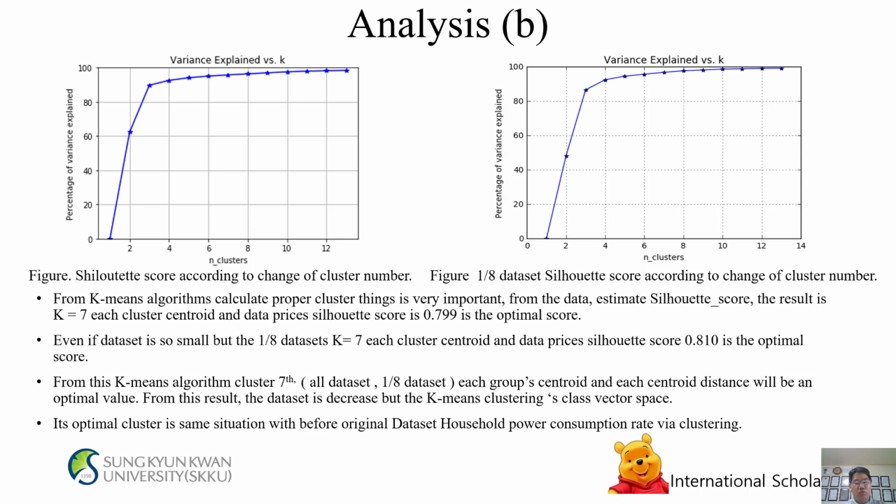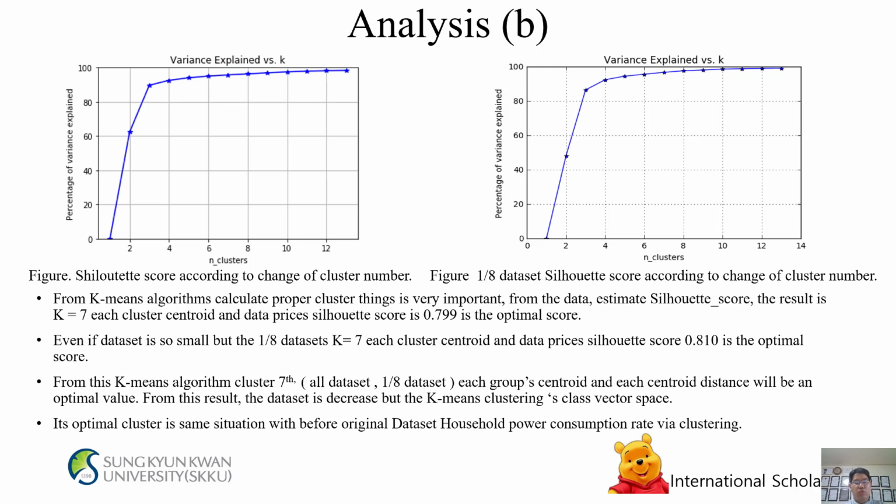Even if the dataset is so small, for the A per 1 dataset, K equals 7, each cluster centroid and data price Silhouette score 0.810 is the optimal score. From this K-means algorithm, with 7 clusters, for the whole A per 1 dataset, each group's centroid and each centroid distance will be an optimal value. From this result, the dataset decreases, but the K-means cluster in the vector space, its optimal cluster is the same situation as before.